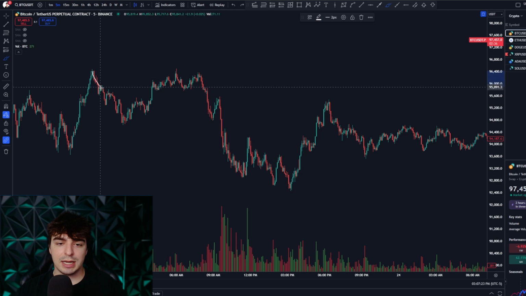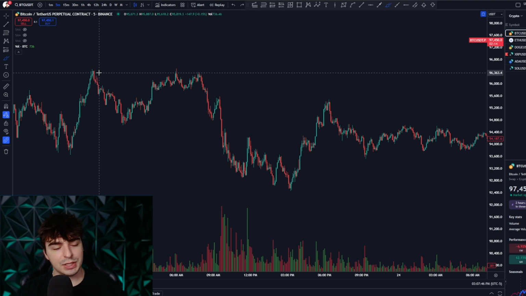Now we see that we get a pullback a little bit past the middle point of this swing here, which is a little bit indicative of weakening in price. Why? Because if we have a very strong move almost straight up like this, we would expect a shallow pullback. You wouldn't expect price to pull back more than halfway down, but it did. Still not the end of the world, but then we see this, right?